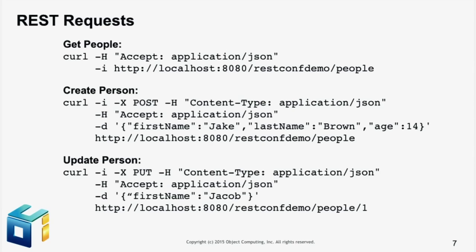And in this case, I'm saying I want JSON back. The -d is curl's argument for specifying the body of the request. So this is a POST request. The content type is application/json, and the body is what you see after the -d there. So it's a JSON map with three keys, first name, last name, and age, and the values associated with those keys are Jake, Brown, and 14, just like you see there.